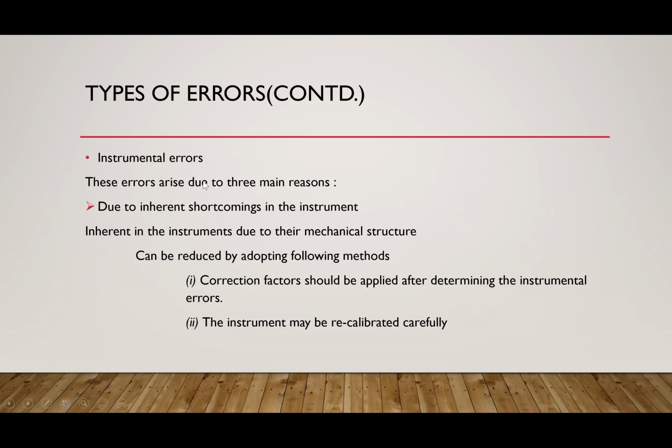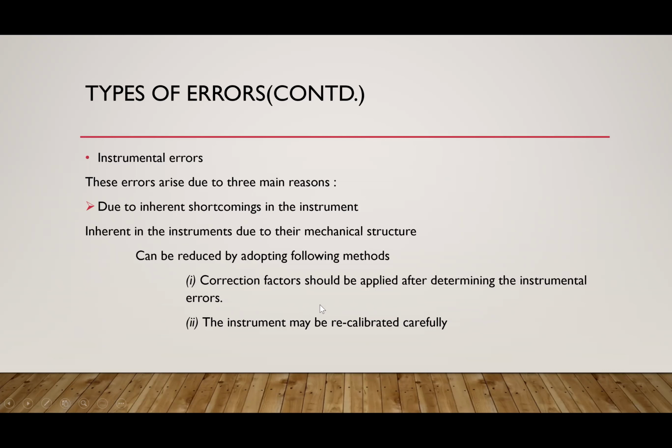So the instrumental errors can arise due to three main reasons. First is the inherent shortcoming in the instrument. Inherent shortcoming means that when the instrument was being manufactured, the mechanical structure that was designed might have certain shortcomings. Now, how can we reduce this? Correction factors can be applied after determining the instrumental error, or the instrument can be recalibrated very carefully.